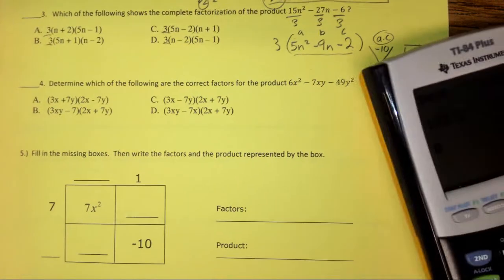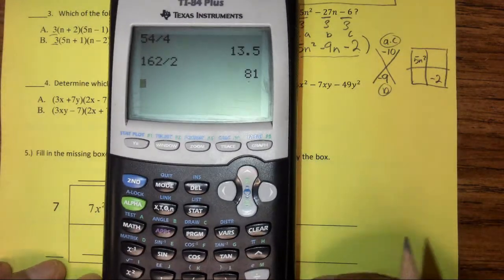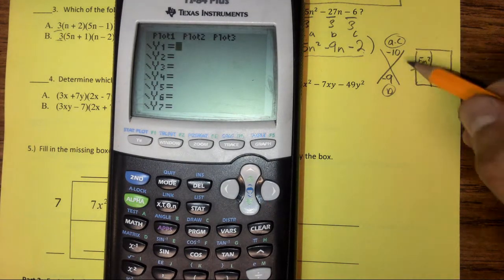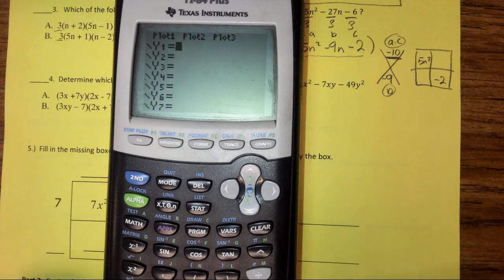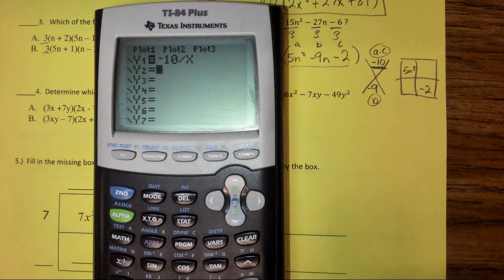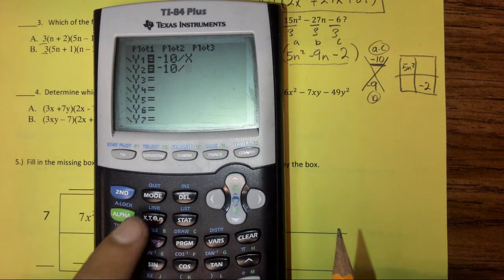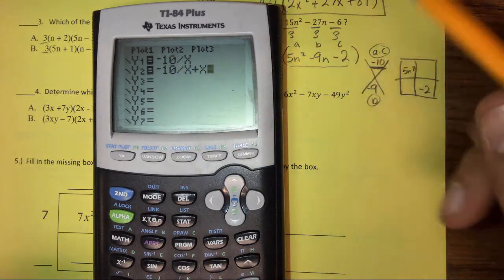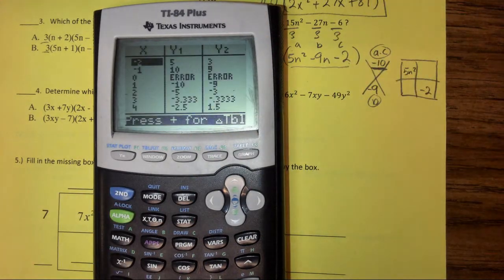So factors of negative 10 that give me negative 9. On your calculator, you would do y equals. You would list your factors for your top number, which is the negative 10. So we do negative 10 divided by x. And then to have your factors added together, you would do negative 10 divided by x plus x. Again, it should be the exact same number both times. So then we go second graph.